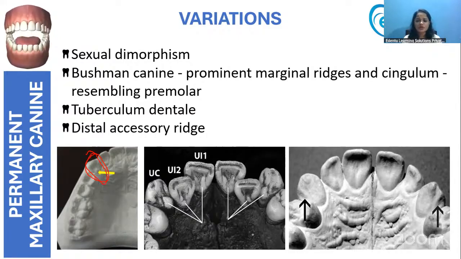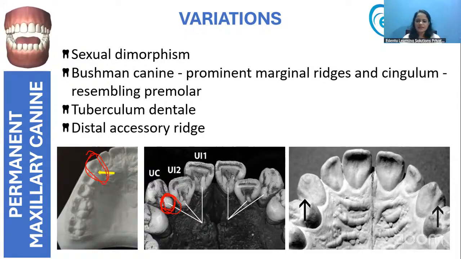The next is tuberculum dentale. This tuberculum dentale is nothing but an accessory cusp that is present in the cingulum area. A very small cusp-like elevation that will be seen near the cingulum area. That is called the tuberculum dentale.